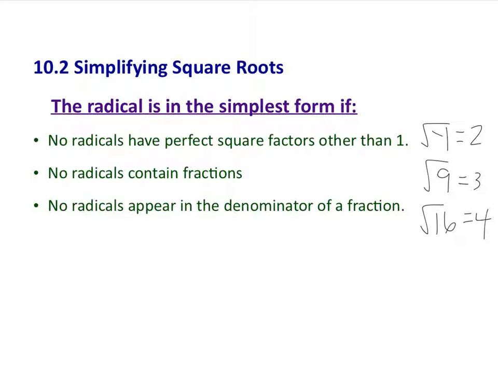The second bullet point says no radicals contain fractions, so we cannot have any fractions within our radical, and we'll take a look at what that means and go through examples. And then the third is no radicals appear in the denominator of a fraction.